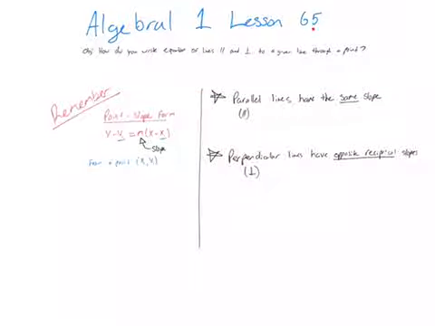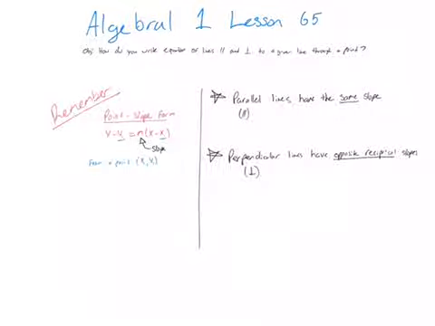This is lesson 65. Our objective is, how do you write equations of lines parallel and perpendicular to a given line through a given point? So one thing we need to remember is our point slope form. Our point slope form is y minus y1 is equal to m times x minus x1. Remember, m we always use to represent the slope. I mean, not always, but a lot of times we use m to represent the slope. And then this y1 and this x1 come from a point, x1, y1.